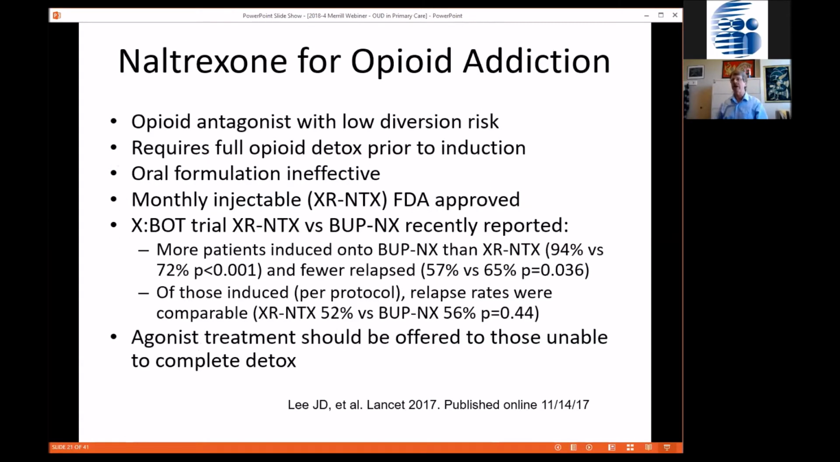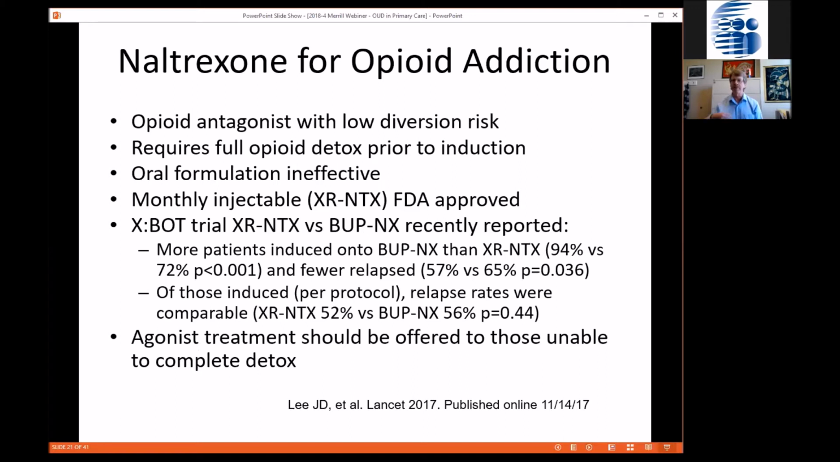I just want to say a word about naltrexone because there's new data about its use in opioid addiction. It is an opioid antagonist, as I mentioned. It doesn't have any diversion risk. Nobody wants to take it, especially if they're addicted to opioids, because it will cause withdrawal. The trick is you have to get off the opioids completely before induction onto naltrexone.